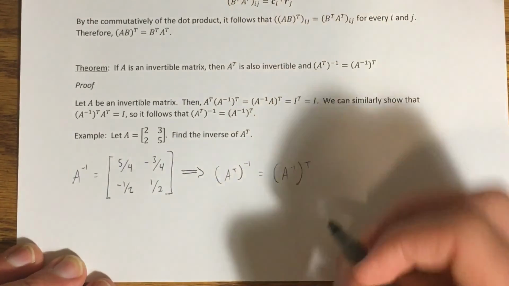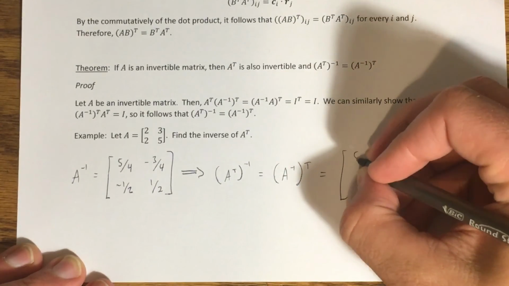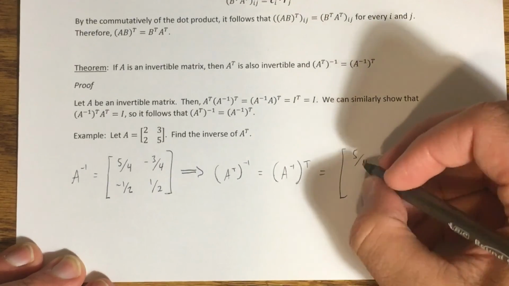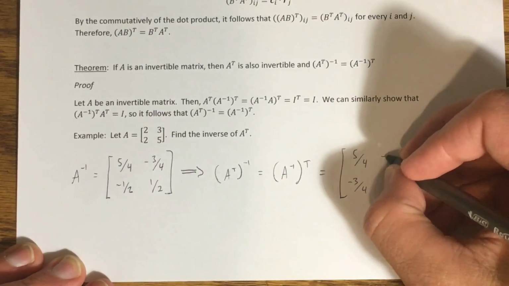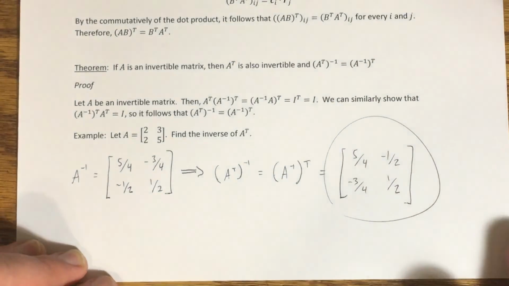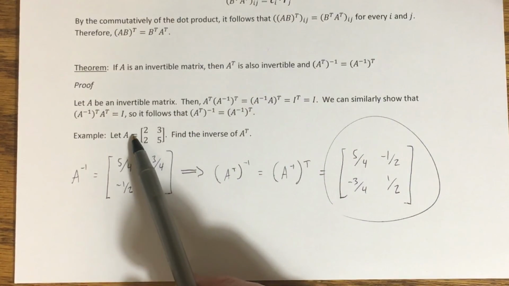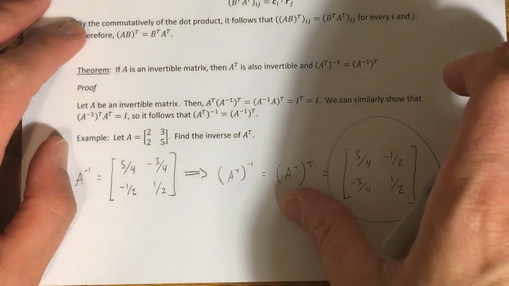So, by our theorem then, the inverse of A transpose is equal to the transpose of A inverse, which is the transpose of this. Main diagonal entries won't change, 5/4, 1/2, but the other diagonal will swap entries, -3/4, -1/2. That would be the transpose right there. Okay. If you want to confirm that this is correct, you can take the transpose of A, multiply it to this in both directions, and show that you get the identity matrix both times. All right. And looks like that's it for section 1.4.